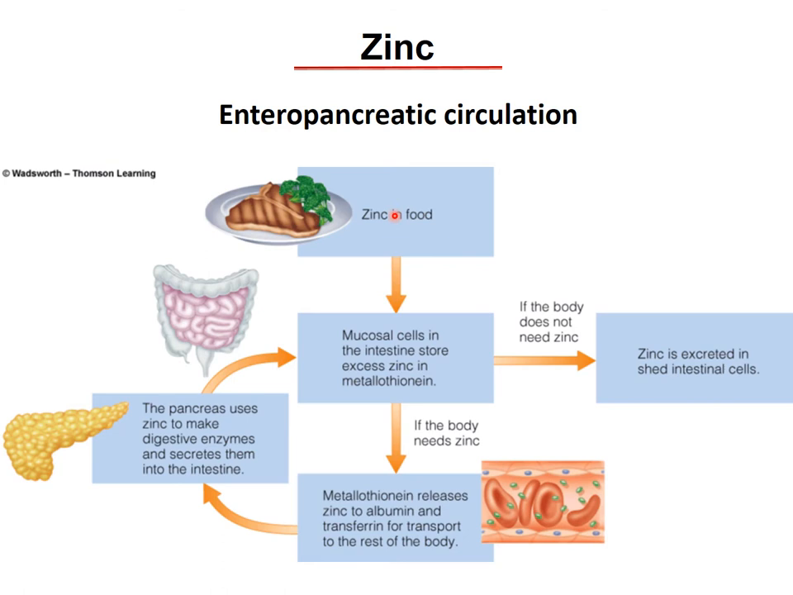This is the picture showing the enteropancreatic circulation. The zinc in the food enters the mucosal cells in the intestine, which store excess zinc in metallothionein. If the body needs zinc, the metallothionein releases zinc for transport to the rest of the body, and the pancreas uses zinc to make digestive enzymes and secretes them into the intestine and again back to the circulation. Of course, excess zinc that the body doesn't need is excreted in the shed intestinal cells.